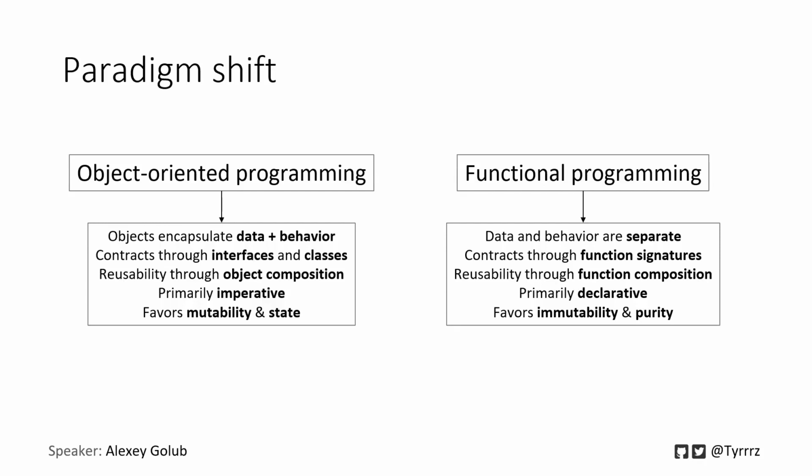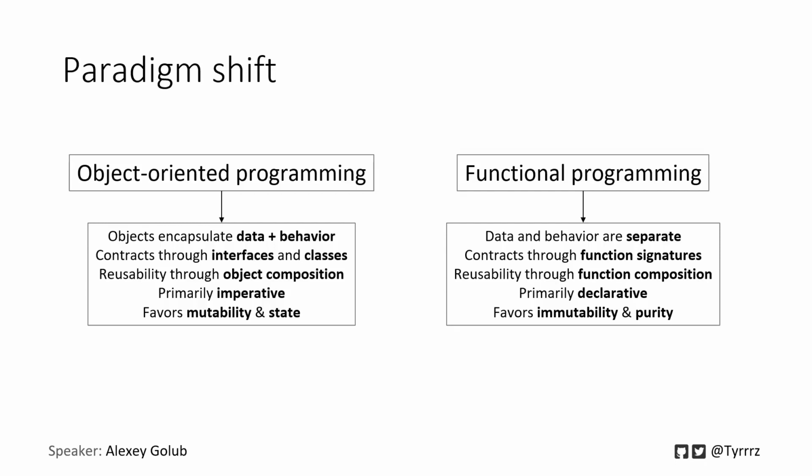Functional programming, on the other hand, chooses a different approach. Here, the data and behavior are completely separate, while the data is usually represented using immutable models, such as records in F#. The behavior is typically functions that transform it from one shape to another. We also have constructs through function signatures, and we achieve reusability through functional composition. This approach is also primarily declarative, and instead of mutations in state, it favors immutability and purity.